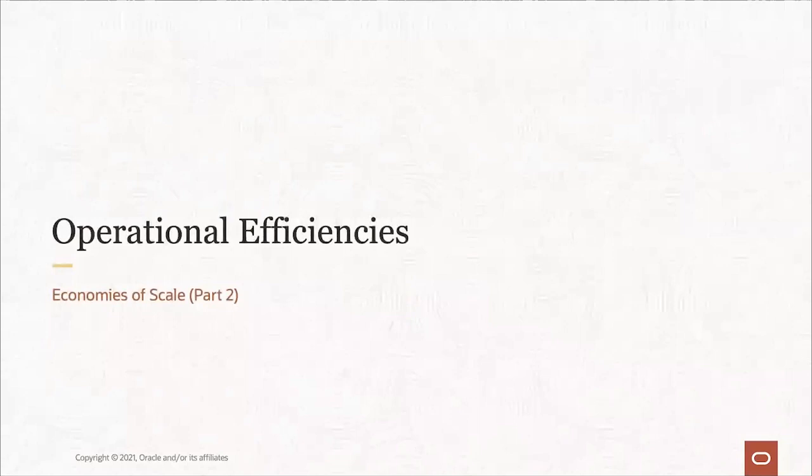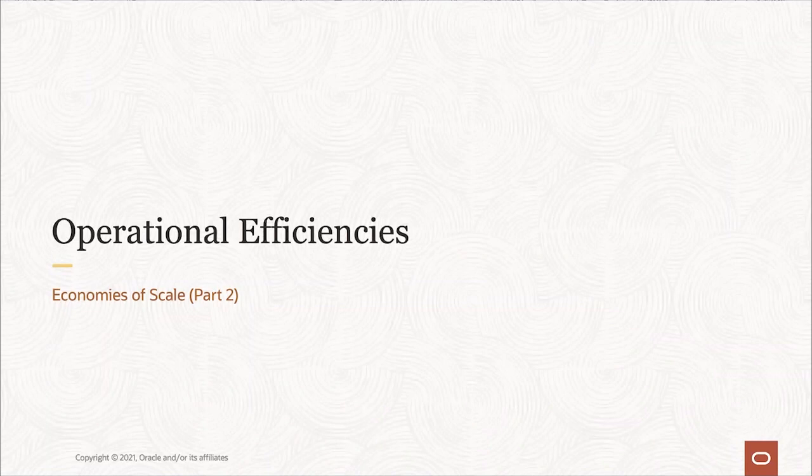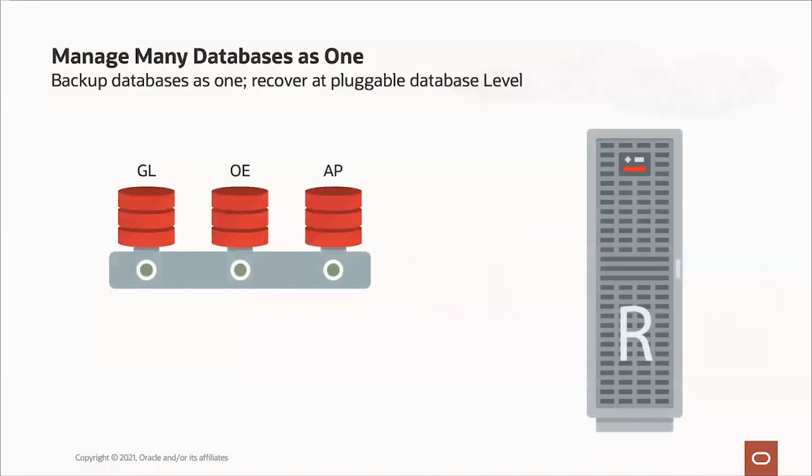Okay, so this is how we get the technical efficiencies. Basically, we eliminate redundant replication of overheads, and that allows us to consolidate more applications per server. But there's more to economies of scale than just technical efficiency. Operational efficiency is the second part. So this is economies of scale part 2. And we achieve this because we can manage many databases as one.